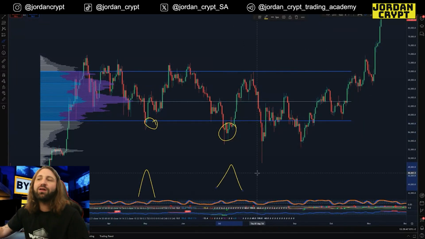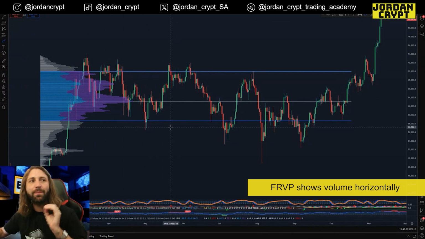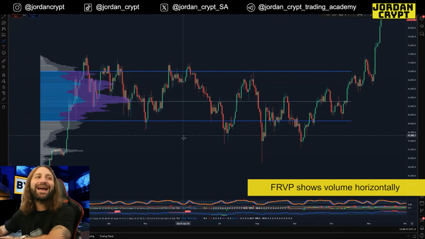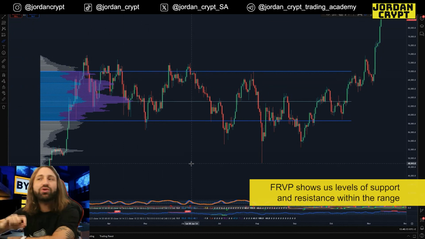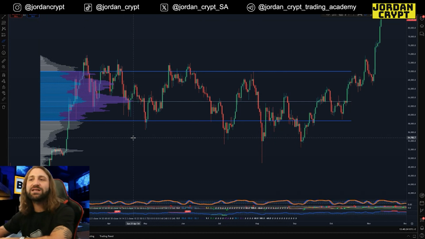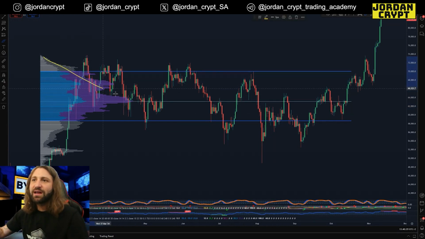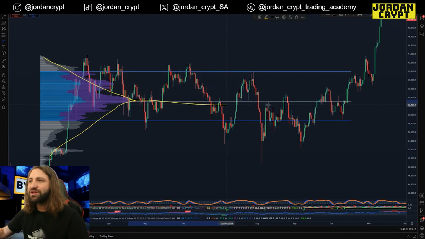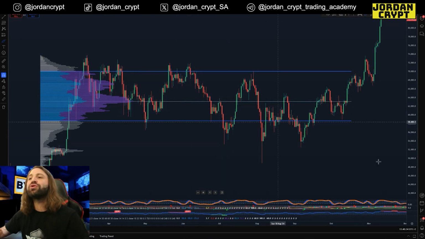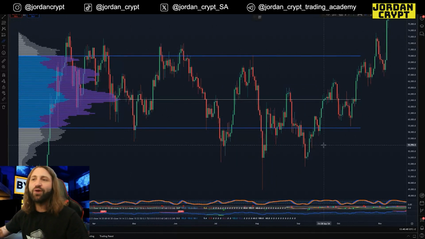And in my opinion, in a lot of people's opinions, that is not the ultimate way to read volume. It gives us our volume on horizontal levels, which is a much better way of looking at it because it actually shows us levels of support and resistance. All right, so our most traded level is the level where the most volume has been traded. And we can clearly see on this fixed range volume profile that this level right here, this white line, is the most traded level in this range. There has been the most volume traded.